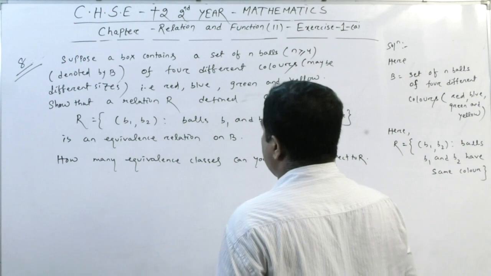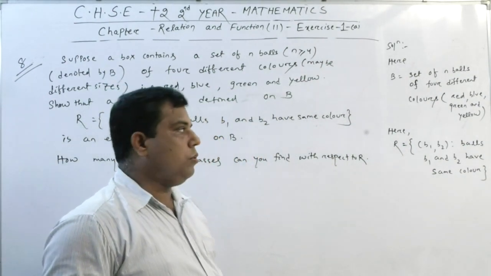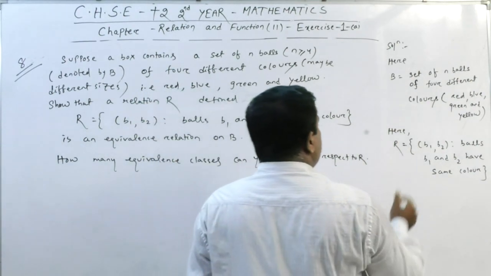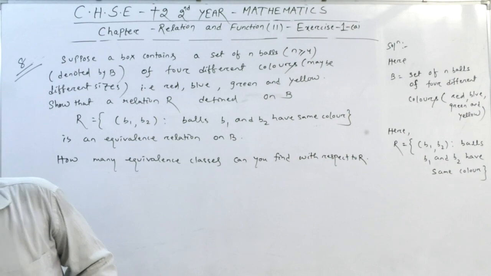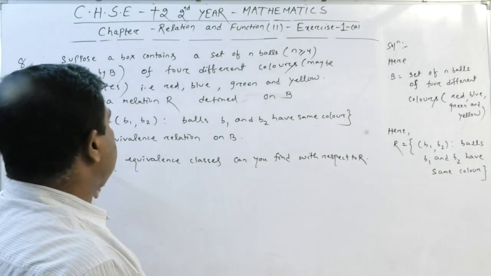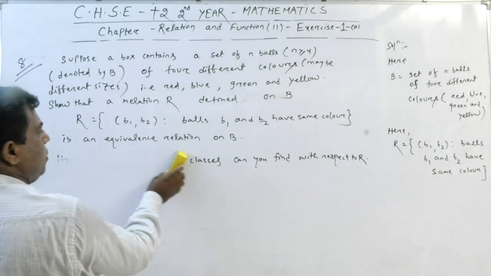Okay, R is an equivalence relation, that we have to show. So it is the solution. Now we have to show, and now I am going to clean the board. We have to show that this relation is an equivalence relation on B.